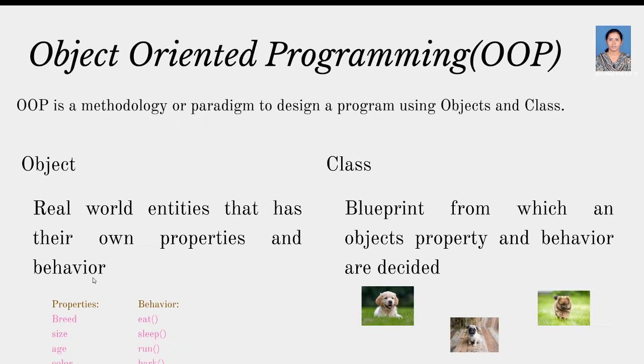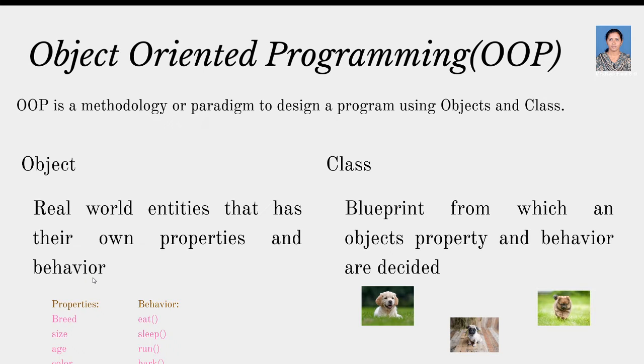For example, we are considering dog as one of the objects, and the properties of the dog are age, size, color, and breed. And the behavior of the dog is eat, sleep, run, or bark. These properties are considered as the data, and the behaviors are termed functions or methods in object-oriented programming.